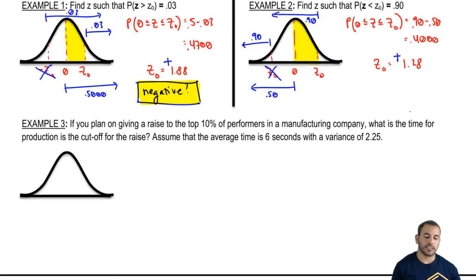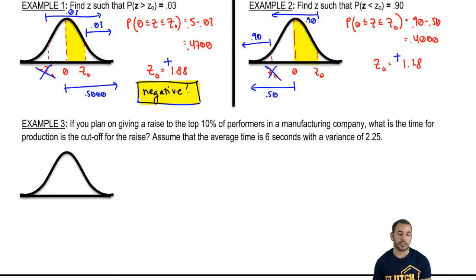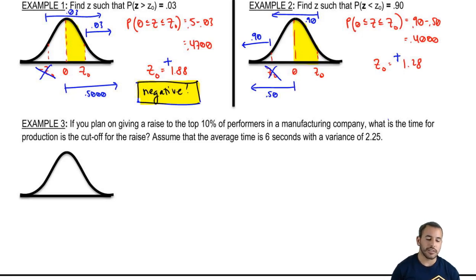If you plan on giving a raise to the top 10% of performers in a manufacturing company, what is the time for production that is the cutoff for the raise? So what time of production is going to be this cutoff? Assume that the average time is 6 seconds with a variance of 2.25.